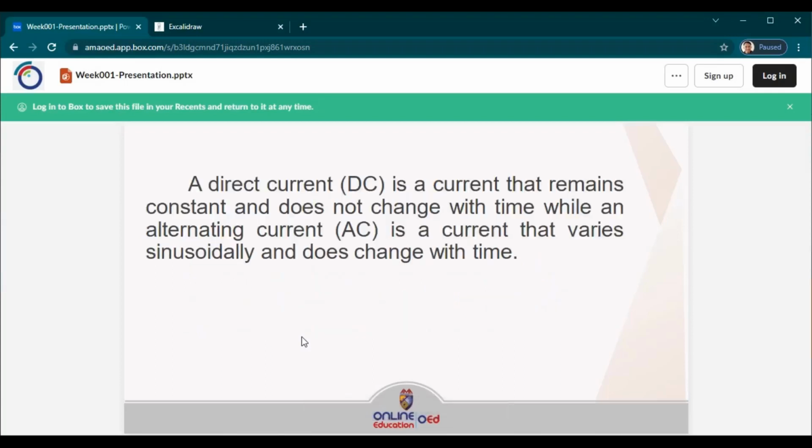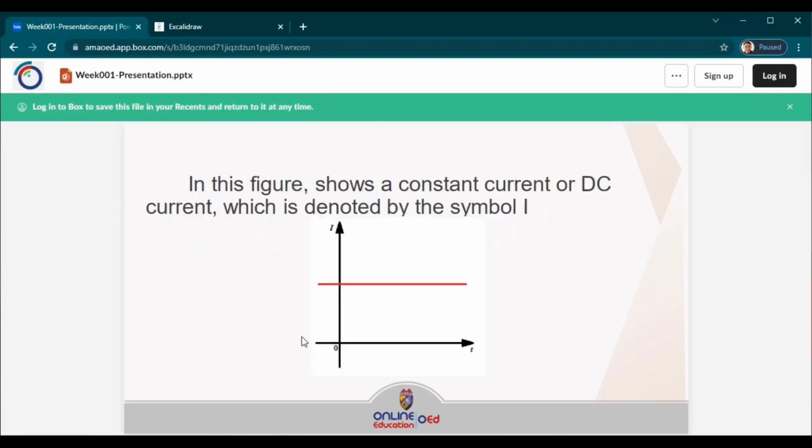A direct current is a current that remains constant and does not change with time, while an alternating current is a current that varies sinusoidally and does change with time. So we have here, in this figure, a constant current, or DC current, which is denoted by the symbol I. This is the current, this is time.